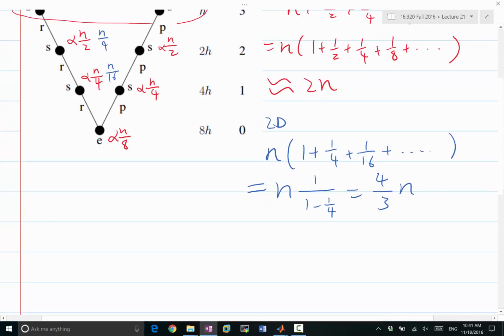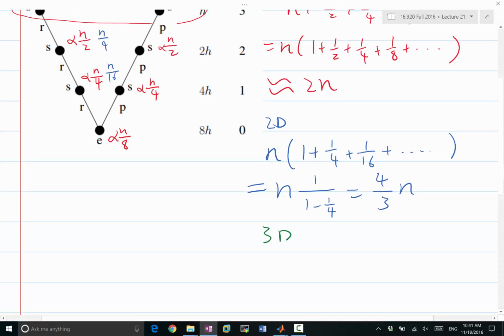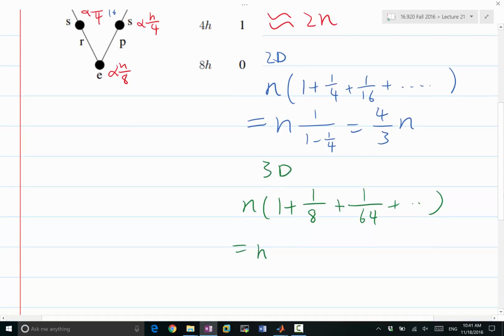Okay, so furthermore, as you can imagine, if I go to 3D, that'll be even cheaper. So the next grid is 1/8 as expensive, and the next one is 1/64 as expensive, and this is going to be 1 over 1 minus 1/8, and that'll be 8 over 7 times n. So again, a little bit more expensive than doing this only on the fine grid.